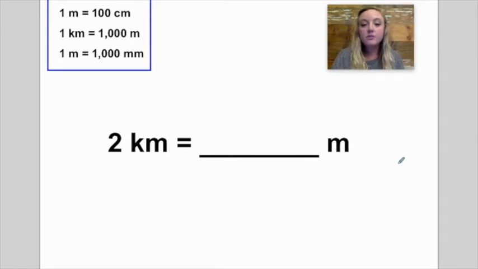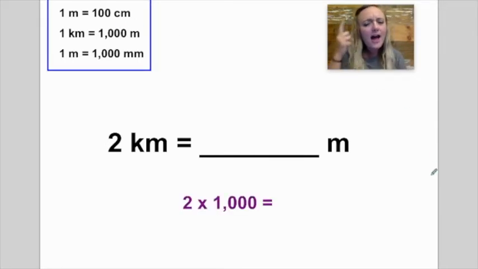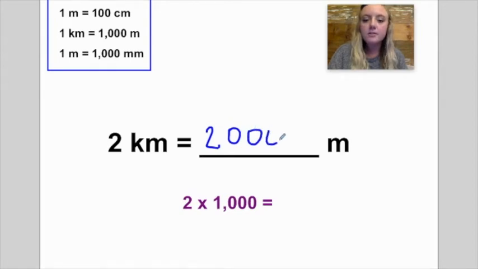Next we have 2 kilometers is how many meters? 1 kilometer is 1,000 meters. Remember, kilometers are huge, like 10 football fields to a meter. So that's large to small, multiply them all. So I'm using that 1,000. My equation is 2 times 1,000. I think we can use mental math for that to give me 2,000 meters. 2 kilometers is 2,000 meters.